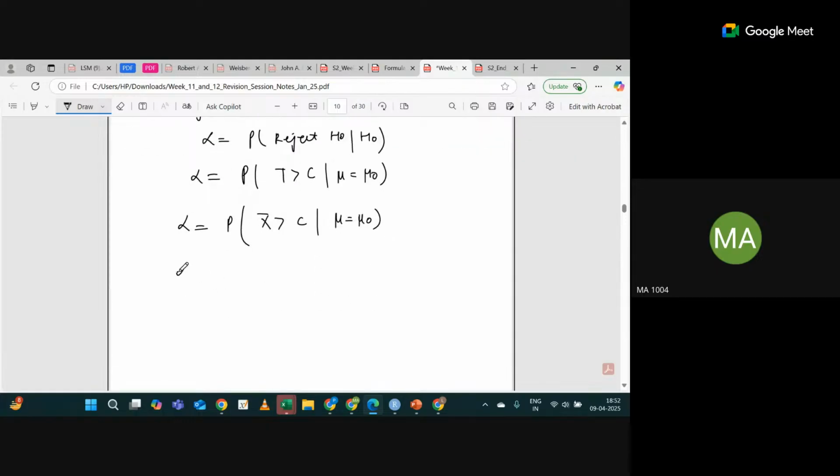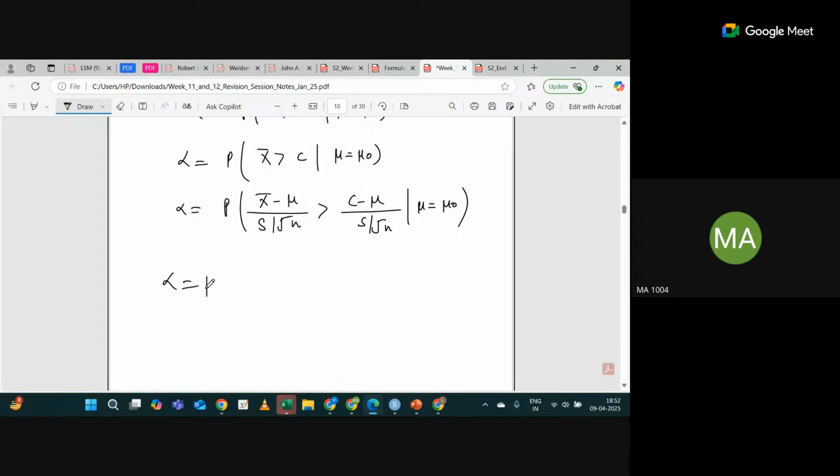Now I have to convert into standard normal form. For that, I will subtract the mean and divide by the standard deviation. What is the standard deviation here? S by root n, because sigma square is unknown to us. So the probability that it is greater than C minus mu divided by S by root n, given that mu is equal to mu naught. What should I write here, Z or something else? T n minus 1, because this is going to follow the T distribution with n minus 1 degrees of freedom.